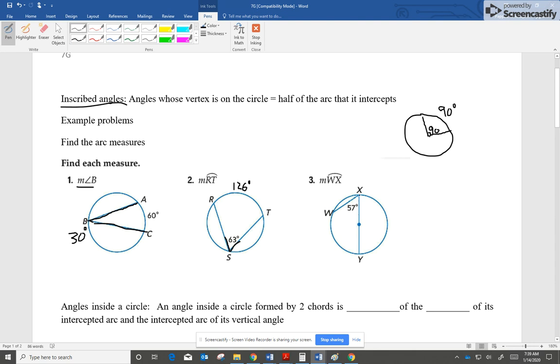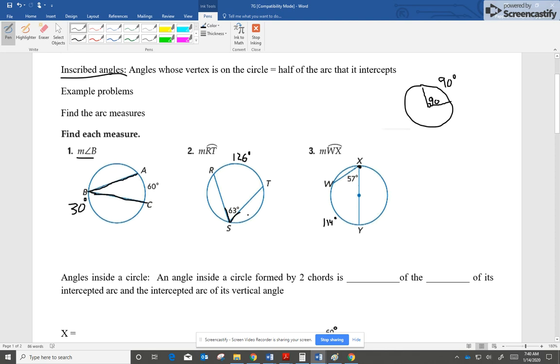On this third one, same deal. I have an inscribed angle that's 57 degrees. The angle is half of the arc. So since I have the angle, I'm going to double that number to get the arc. 57 times 2 is going to be 114 degrees, okay? So that's that, put simply.